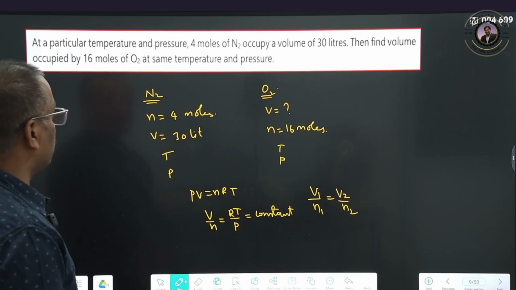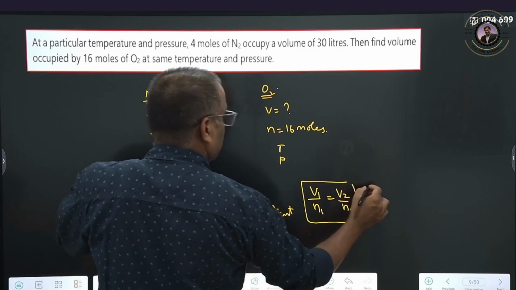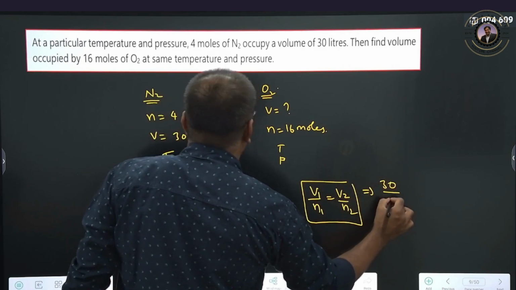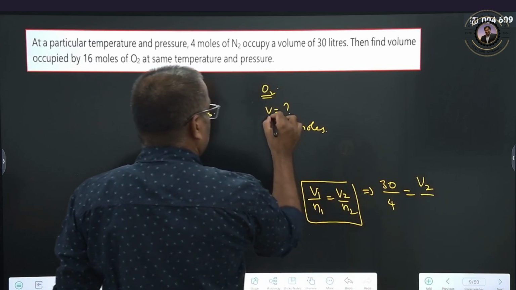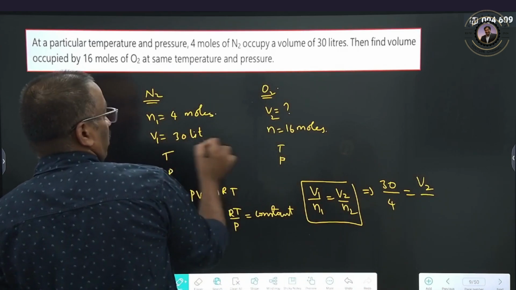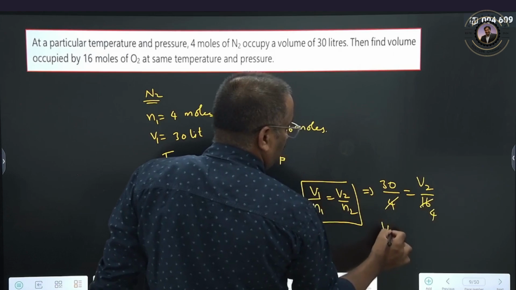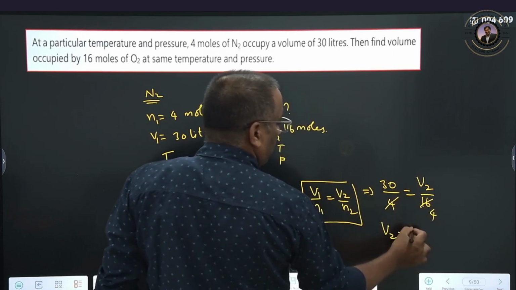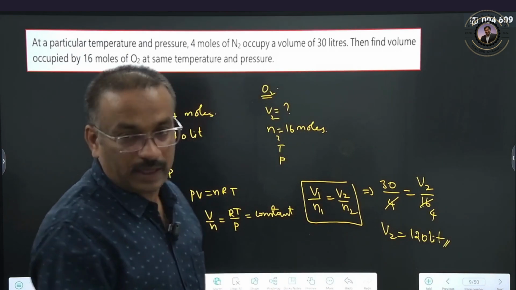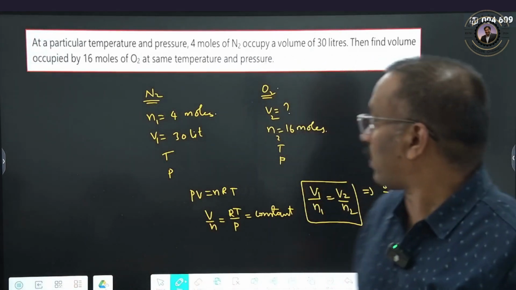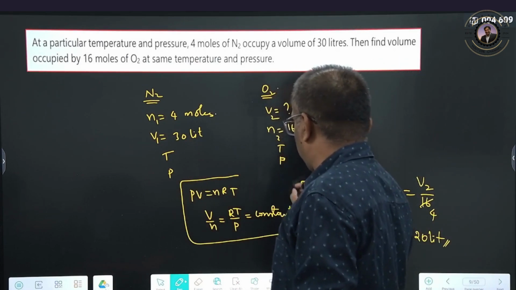Now V1 is nothing but how much? 30 divided by 4 moles, and V2 by N2, where N2 for the oxygen is 16. So V2 equals 4 into 30, therefore 120 liters. This is the volume occupied by the oxygen at the same temperature and pressure. Clear? Very important concept.